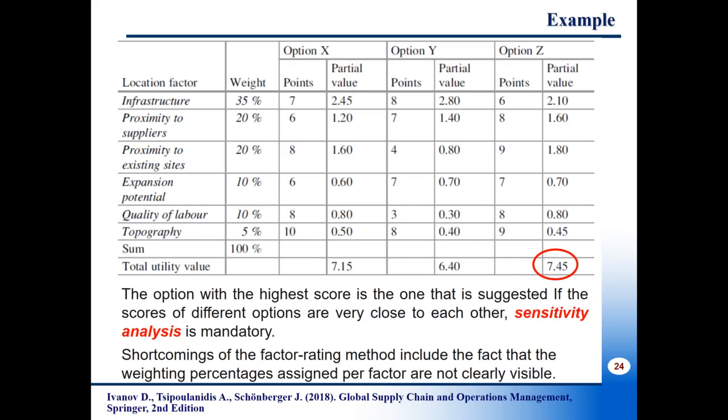Therefore, shortcomings of the factor rating method include the fact that the weighting percentages assigned per factor are not clearly visible. It must be updated frequently.